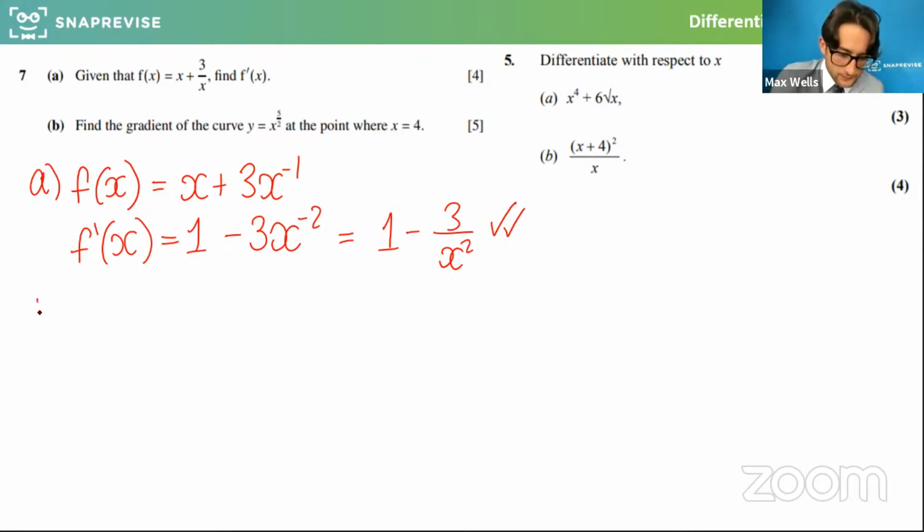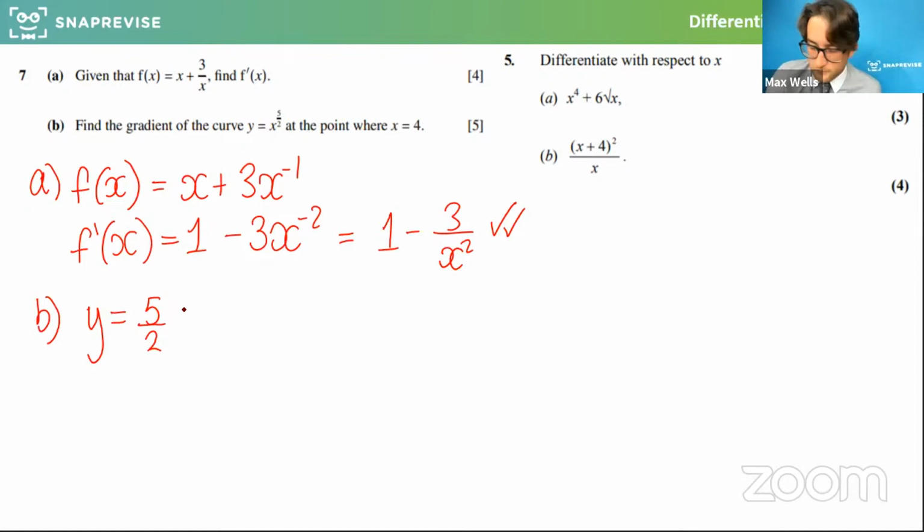Then the next part says find the gradient of the curve y equals x to the 5 over 2 at the point where x equals 4. Well done if you've done it. As a little aside to help you out, there's a really cool calculator technique for this that just does it for you. I've got a Casio ClassWiz here to show you, but a lot of the calculators that are allowed now can do this. I'll show you how you can check your answer in a minute.